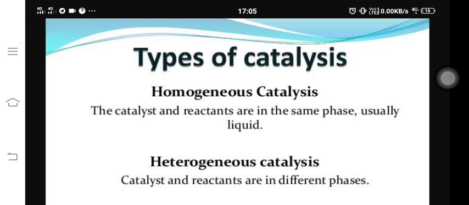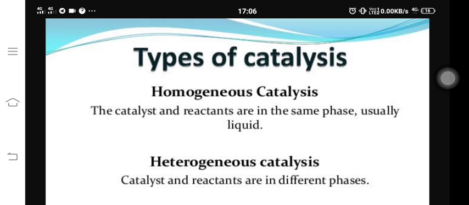The catalysis process is mainly classified into two classes: homogeneous catalysis and heterogeneous catalysis. In heterogeneous catalysis, many examples come. In homogeneous catalysis, the catalyst and the reactant are in the same phase, usually liquid. And in heterogeneous catalysis, the catalyst and reactants are in different phases.